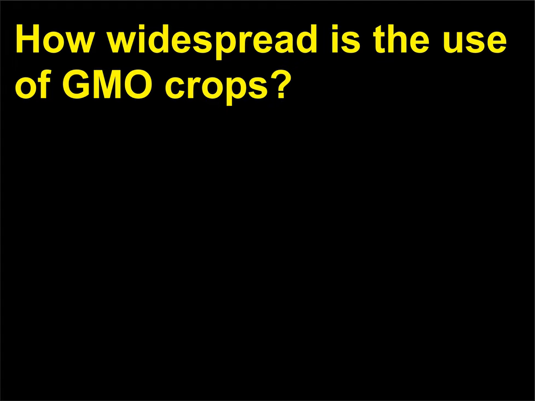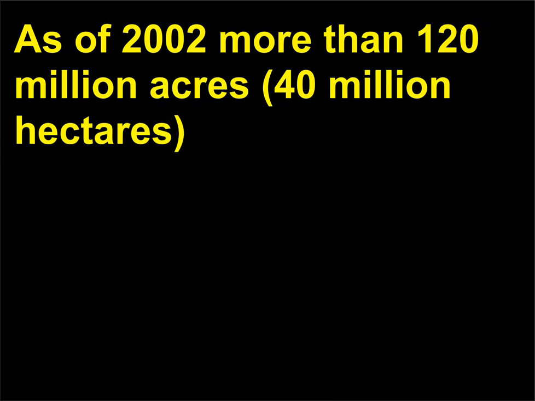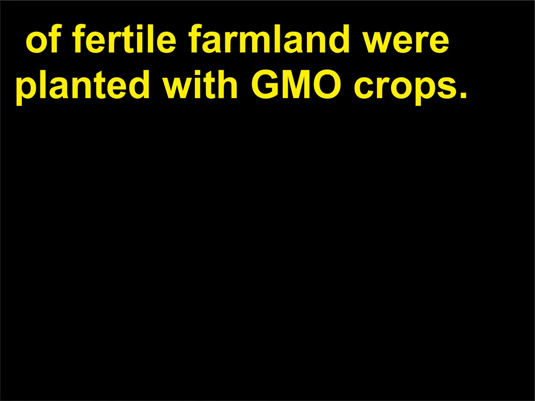How widespread is the use of GMO crops? As of 2002, more than 120 million acres, 40 million hectares of fertile farmland were planted with GMO crops.